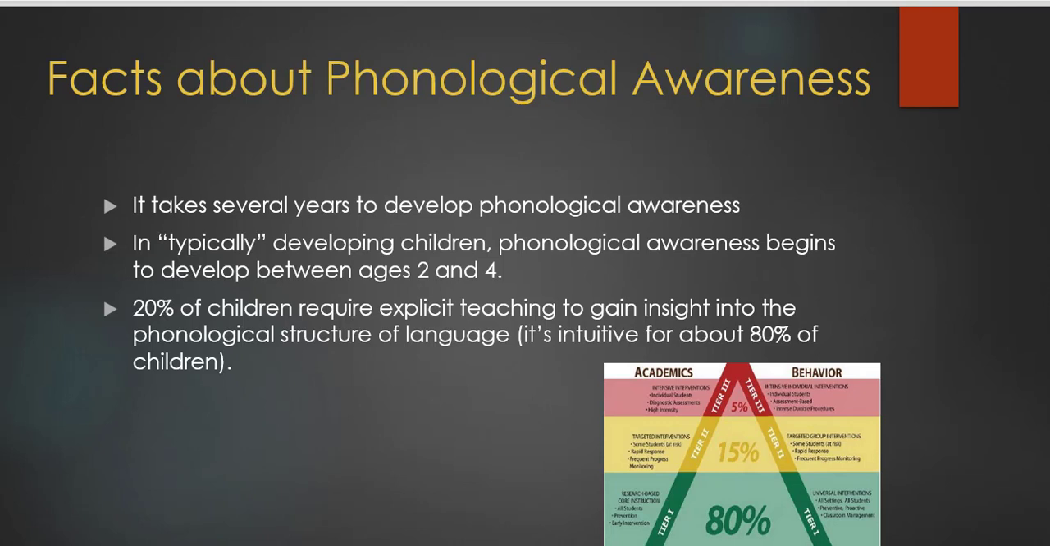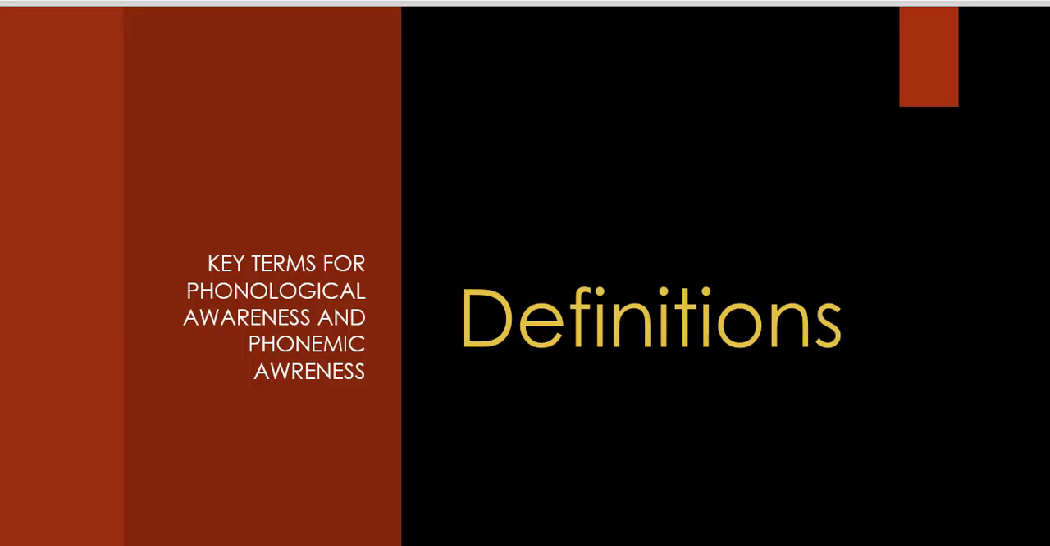It takes several years to develop phonological awareness. In so-called typically developing children, phonological awareness begins to develop between the ages 2 and 4. 20% of children require explicit teaching to gain insight into the phonological structure of language. It's intuitive for about 80% of children. There are several important terms to know and define in relation to phonological and phonemic awareness.